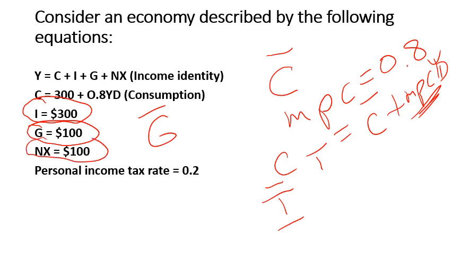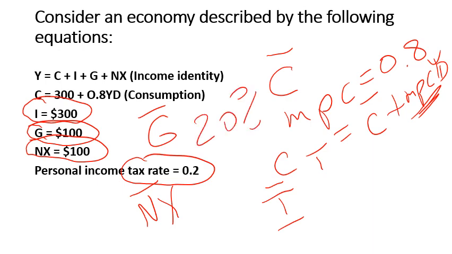And we have net exports of 100, which implies that the economy is undergoing a trade surplus. In other words, exports greater than imports. And for the purposes of this model, we have to assume that NX is autonomous. Again, autonomous of, not dependent on the fluctuations of the business cycle. And the last entry is a personal income tax rate of 20% or 0.2.